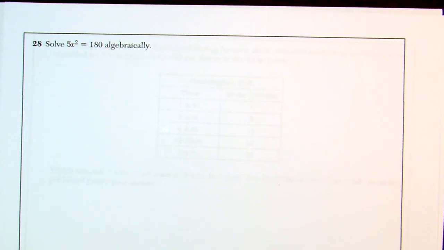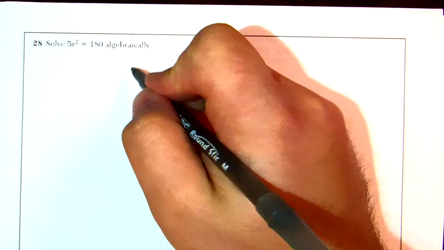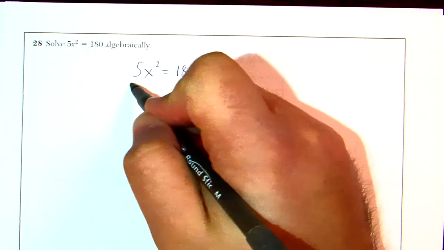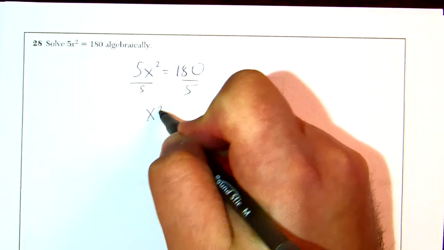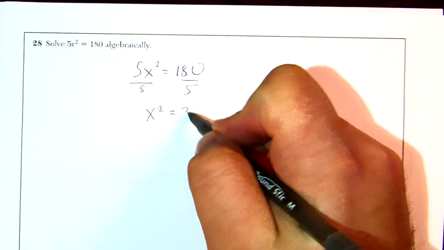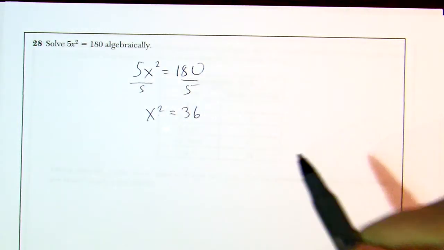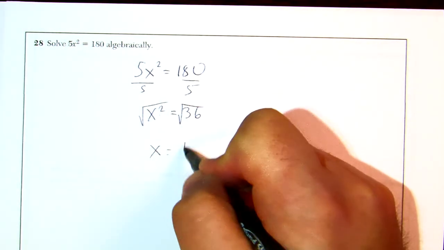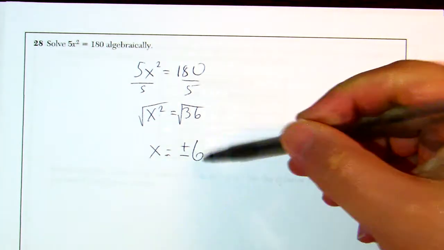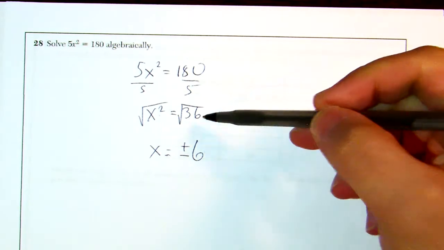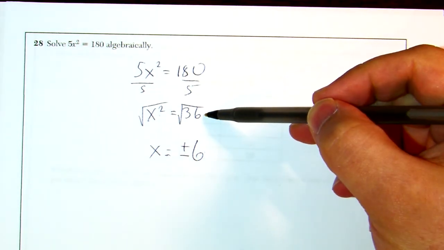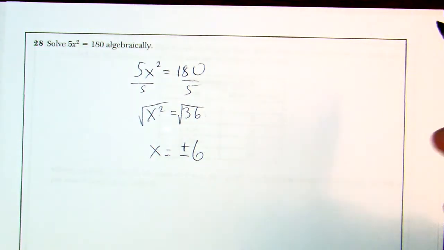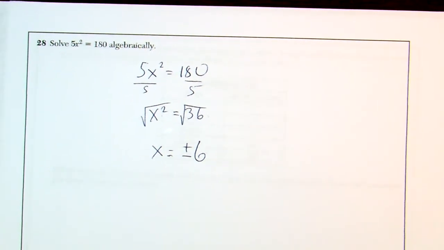28. So 5x squared equals 180. This was an easy gimme question. Okay, so how do I solve for x? Divide both sides by 5. X squared equals 36. How do you get rid of a squared? You take the square root. Square root of 36 is both a plus and minus 6. If you just put 6 there, it's half the points. Remember, square roots give you both a positive and a negative value because negative 6 times a negative 6 is a positive 36, okay? So keep that in mind when they give you something like this.